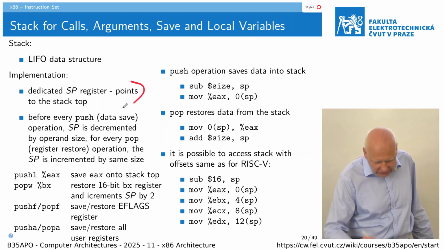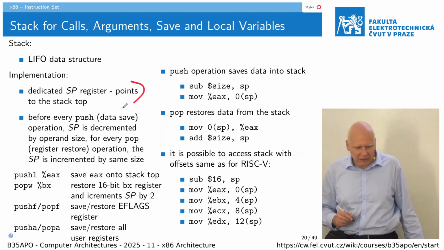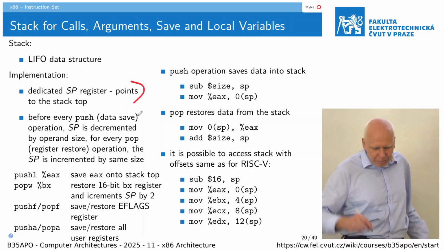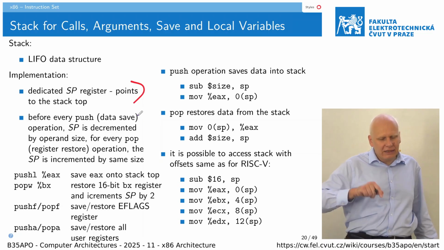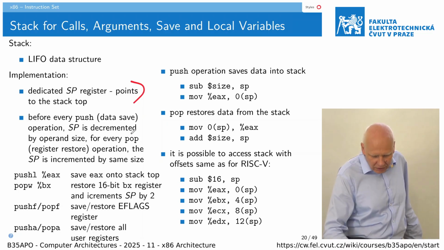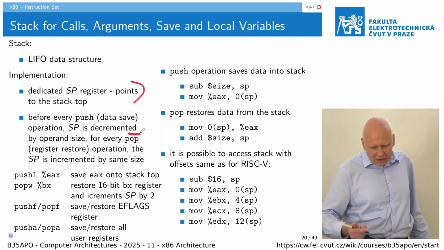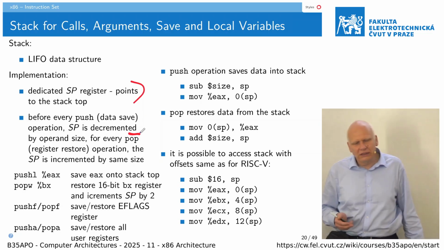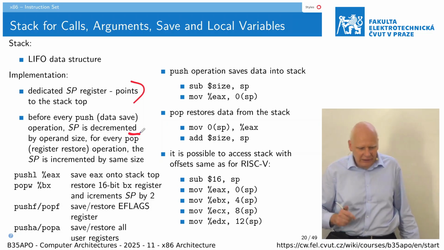So there is a dedicated stack pointer. It can be modified by standard arithmetic instructions. Before every push of data to the stack, the stack pointer is decremented, and we put the value to that location in the stack. On the other hand, if we want to do a pop, then the value is loaded from the address pointed to by the stack pointer, and then the stack pointer is incremented.